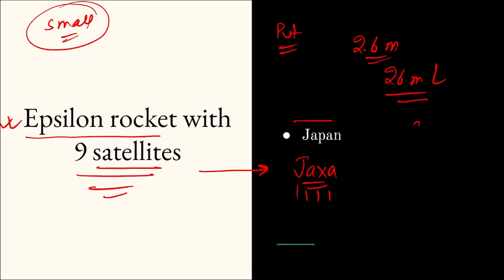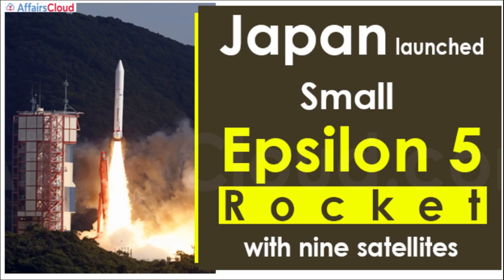This rocket measures around 2.6 meters in diameter and 26 meters in length, and weighs around 96 tons. This is the Epsilon rocket carrying 9 satellites. A question can be asked: recently, which rocket was used by JAXA to launch 9 satellites into space? It was the Epsilon rocket.